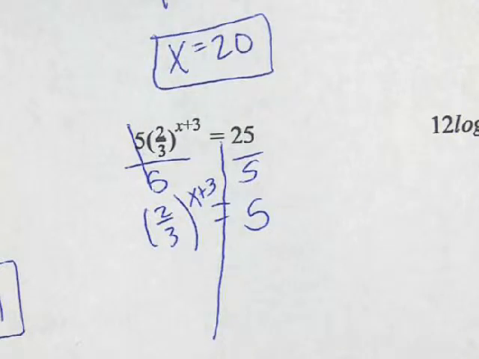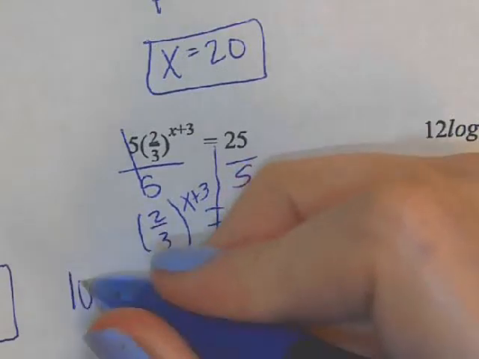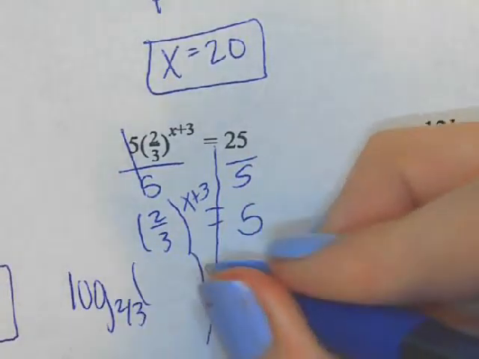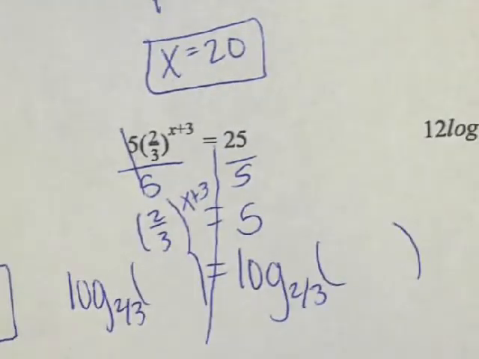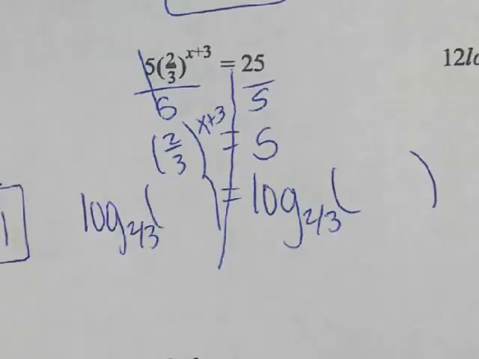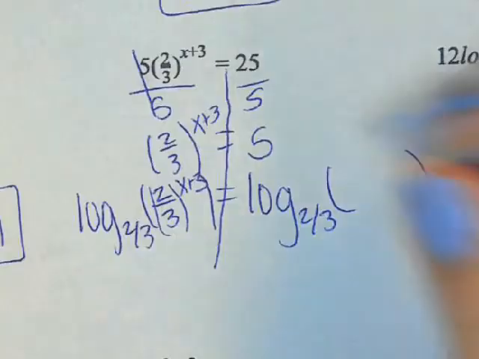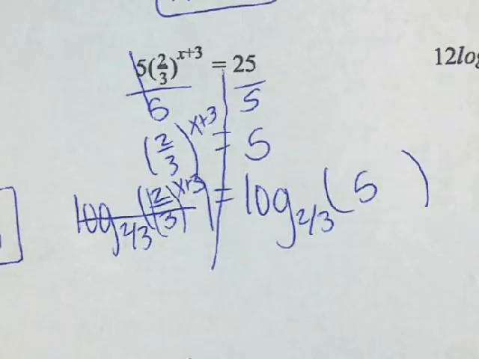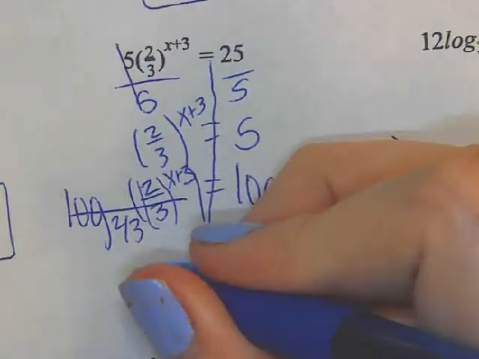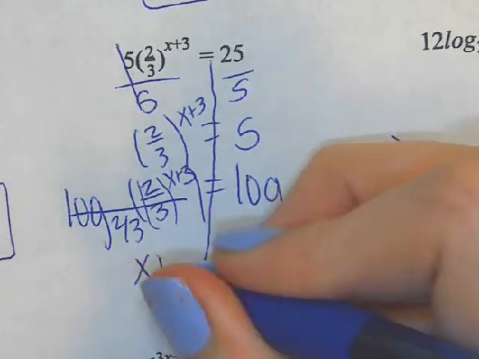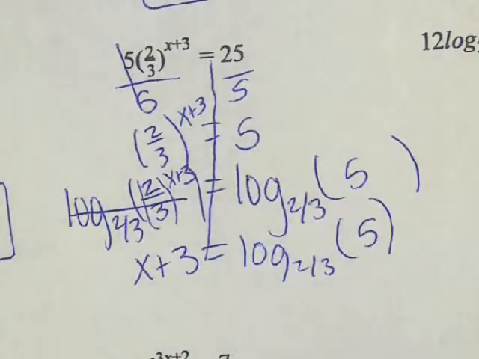Now I can get rid of the exponent base by using a log base. And I'm going to do log base 2/3 on both sides. Just because it's a weird number does not change the process. You're still getting rid of an exponent base. Okay, that crosses off the exponent base and log base, and it drops down, equals log base 2/3 of 5. You got one more step.